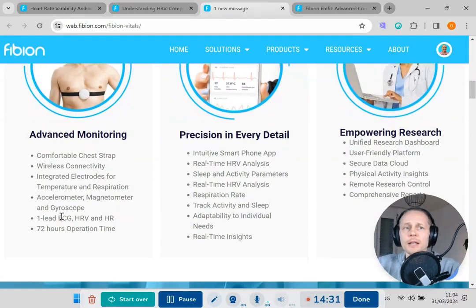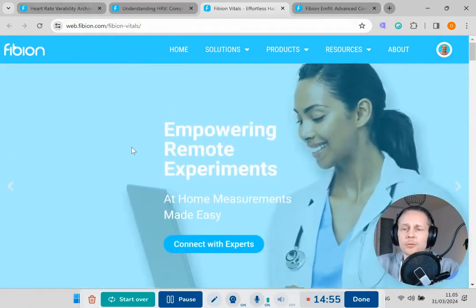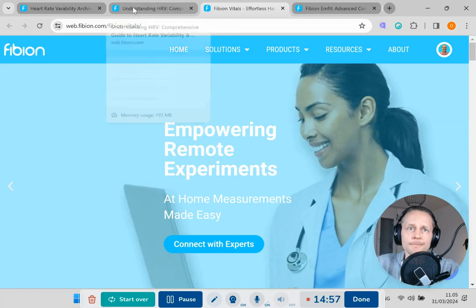And I'm not going to talk a lot about it, but it also has electrodes to measure the bioimpedance of the chest cavity, so you can get the respiration. It also has a temperature sensor, it has a 9-axis motion sensor, so a lot of things in the device. If you're interested, check the Fibian Vitals from the Fibian website.